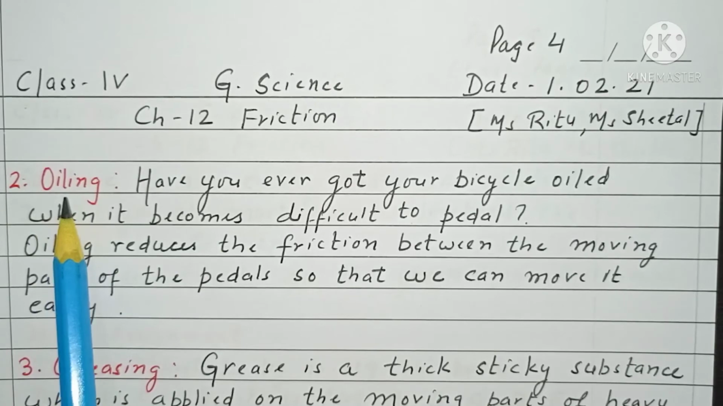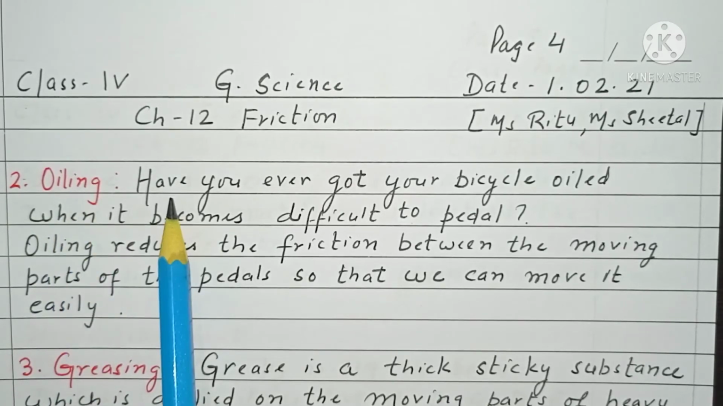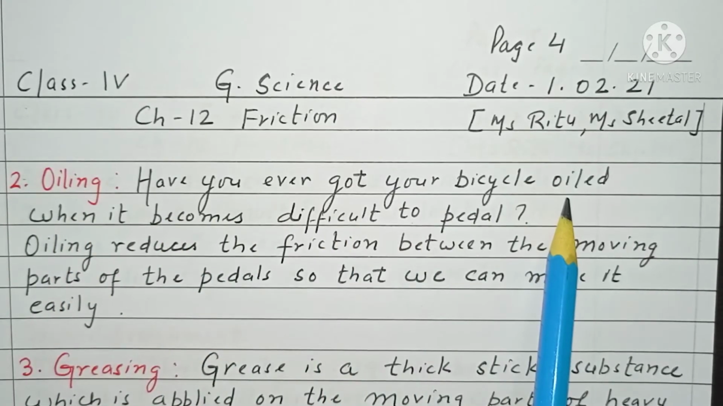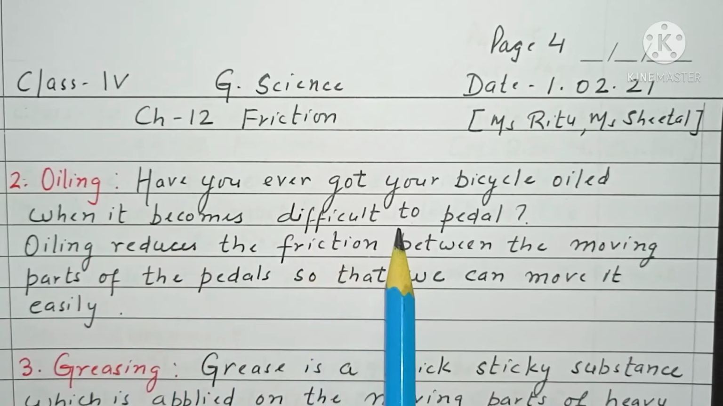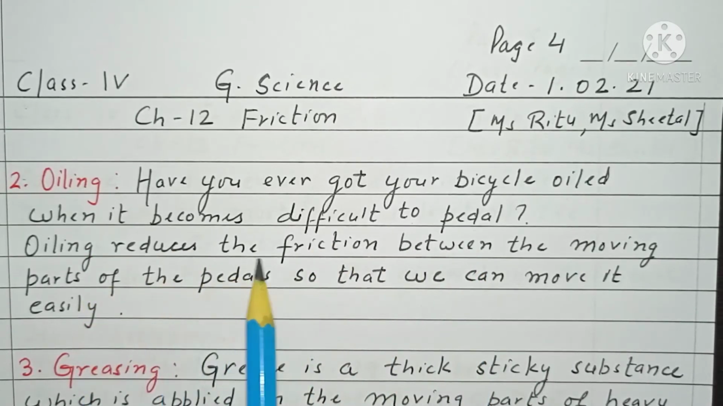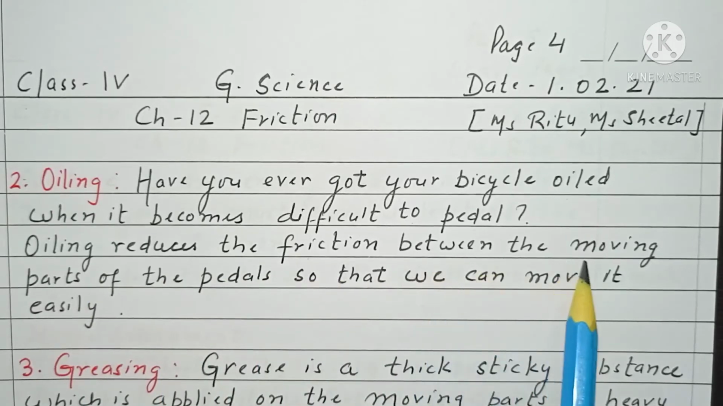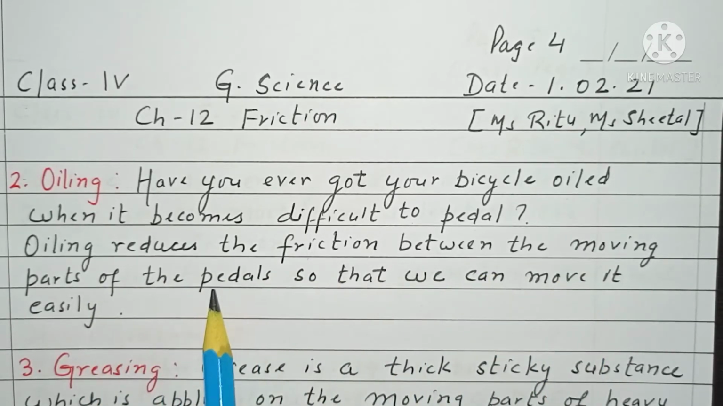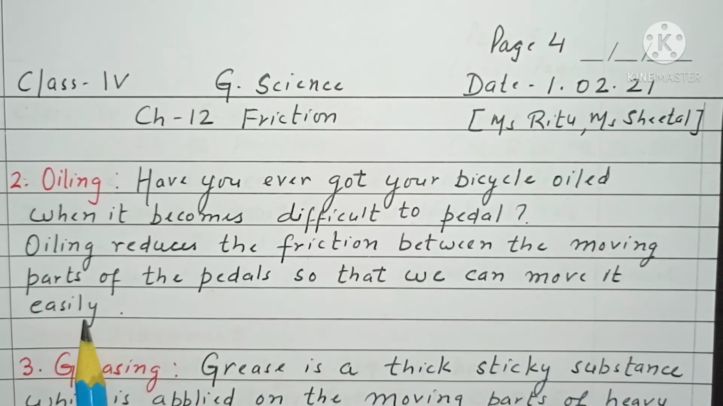The second method is oiling. Have you ever got your bicycle oiled when it becomes difficult to pedal? Why? Oiling reduces the friction between the moving parts of the pedals so that we can move it easily.